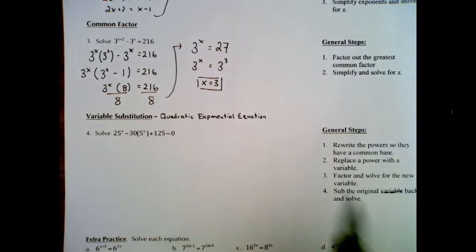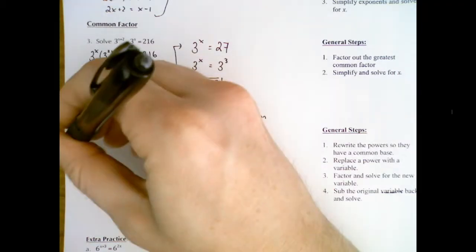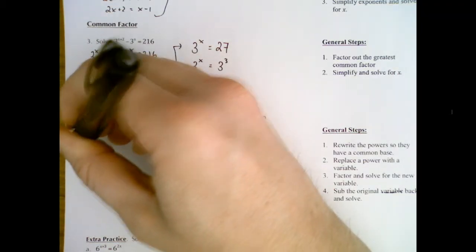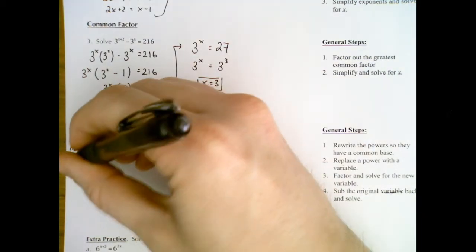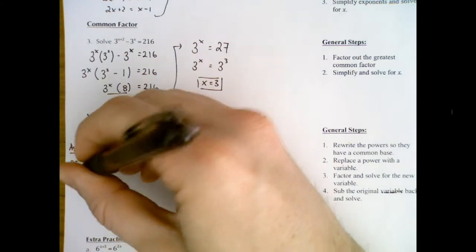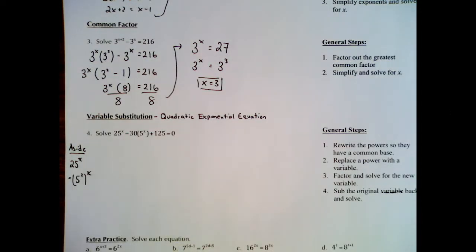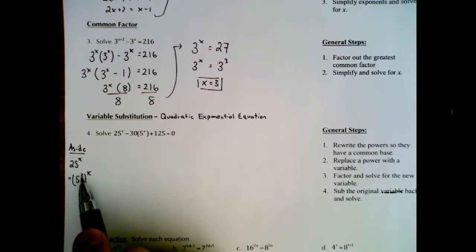All of the questions you're going to do, there will be some sort of common base. And if there's not, you will use guess and check. So in this case, there is a common base. So over here on this side, I'm going to show you how to change it. 25 to the exponent x. That's the same as 5 to the exponent 2 to the exponent x, because 5 to the exponent 2 is 25. Now, 2 times x is the same as x times 2.